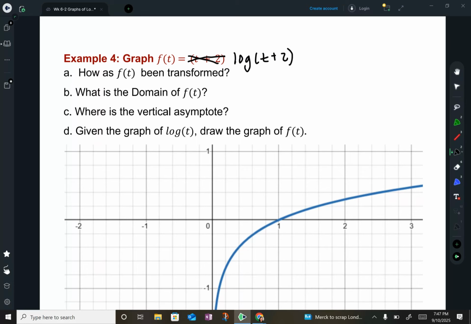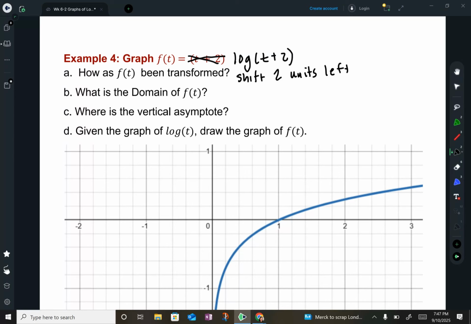It's the same way that all transformations happen. We can see we've added 2 to the input, so that means it is a shift of 2 units left. If it was added on the end, that would be up and down. But since it's added to the input of the log, it's going to be left and right.